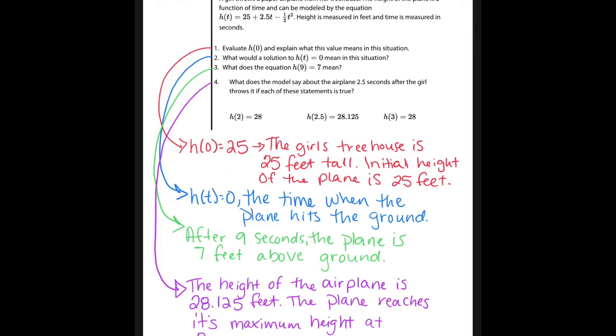And number 4, what does the model say about the airplane 2.5 seconds after the girl throws it, if each of these statements is true? The height of the airplane is 28.125 feet. That is when the plane reaches its maximum height, at 2.5 seconds. Because you can see at 2 seconds it's just 28, and at 3 seconds it's 28. And so when it gets to 2.5 it is bigger, so that would be the maximum.